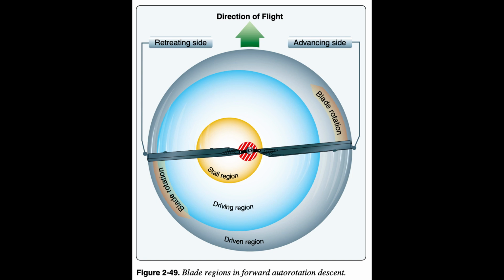On the retreating side, more of the blade is in the stall region. A small section near the root experiences a reversed flow, therefore, the size of the driven region on the retreating side is reduced. Prior to landing from an autorotative descent, or autorotation, the pilot must flare the helicopter in order to decelerate. The pilot initiates the flare by applying aft cyclic. As the helicopter flares back, the airflow patterns change around the blades, causing the RPM to increase. Pilots must adjust the collective as necessary to keep the RPM within operating limits.